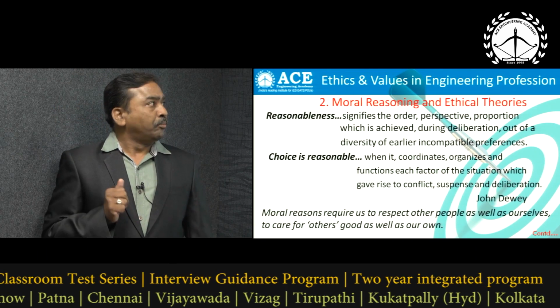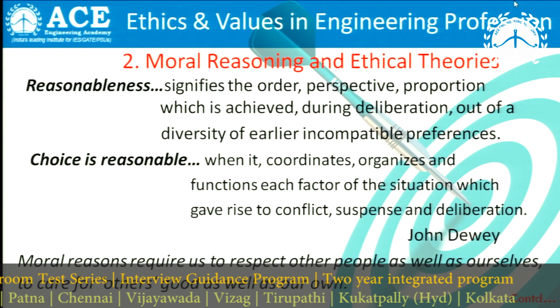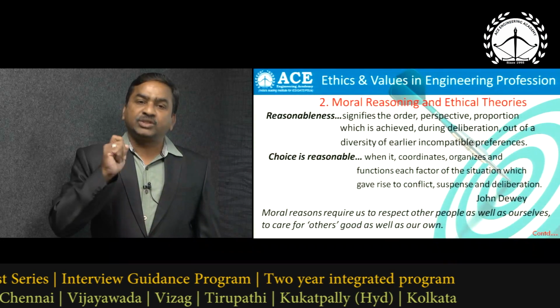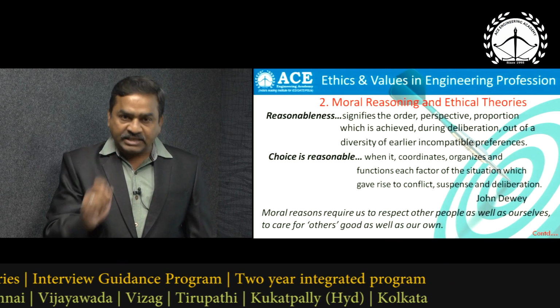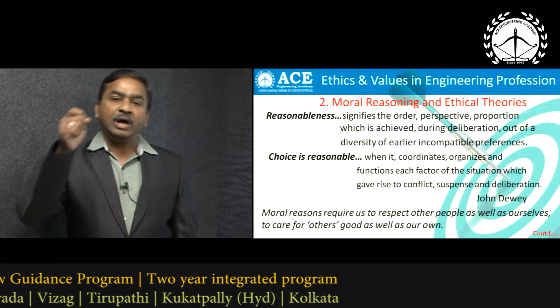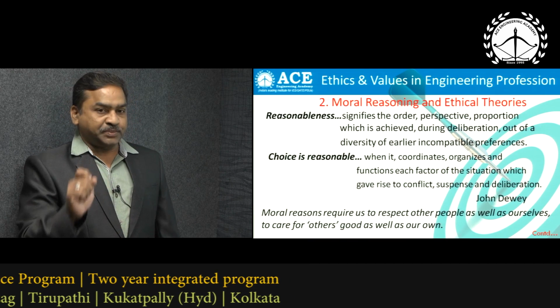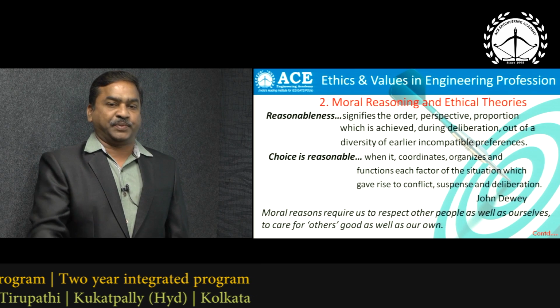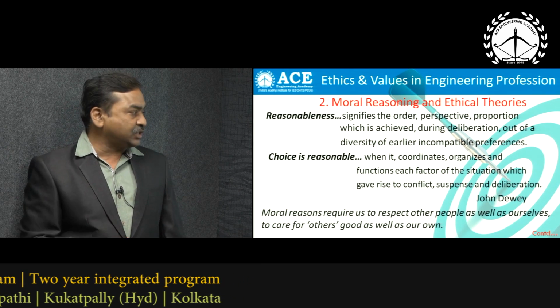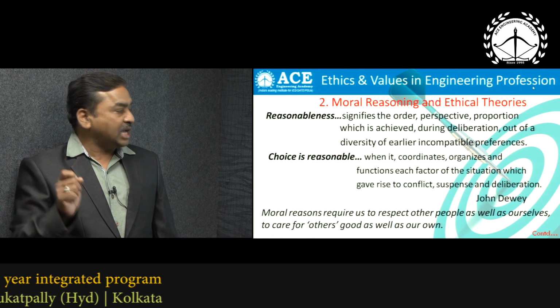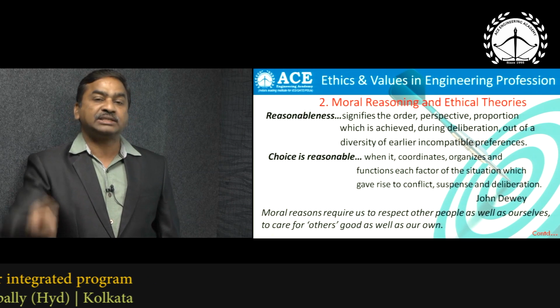We will go to the second topic, moral reasoning and ethical theories. There is a beautiful quote given by the famous philosopher John Dewey. What is moral reasoning? Whatever decisions we take, there should be a particular reason for that and there should be a rationale for that, which means that when we take a decision, we are confronted with choices. When we exercise a better choice, that leads to reasonableness. What is this reasonableness in the context of moral reasoning? It should be giving respect to others, respect to ourselves, protect others, protect ourselves as well. As you can see the last statement here, moral reasons require us to respect other people as well as ourselves, to care for others' good as well as our own.